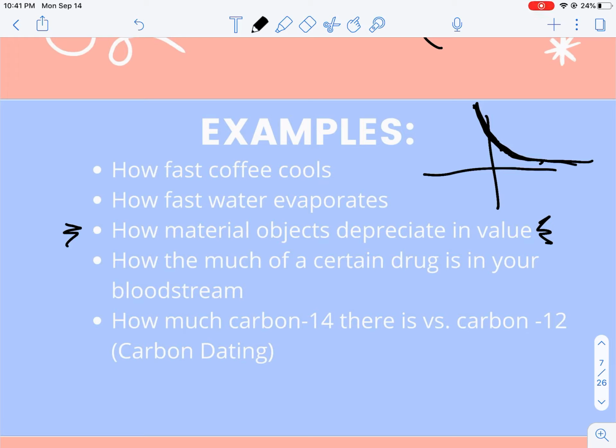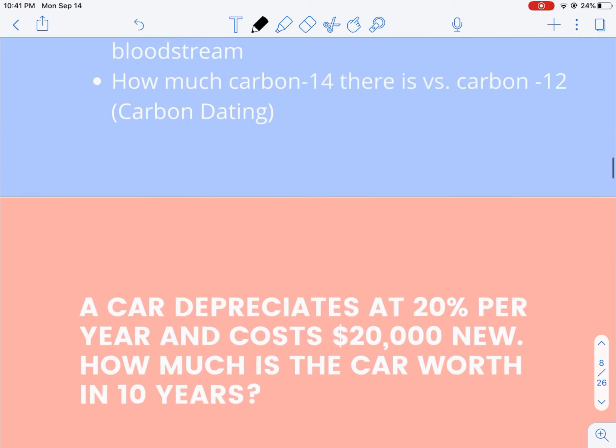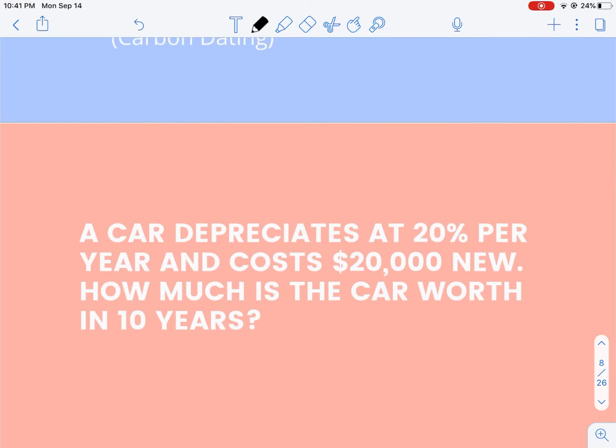So this exponential decay is valuable there. And then, maybe you are doing some carbon dating, finding out how much carbon 14 there is versus how much carbon 12. Well, that's an exponential decay problem as well. All right, so let's talk about cars depreciating.